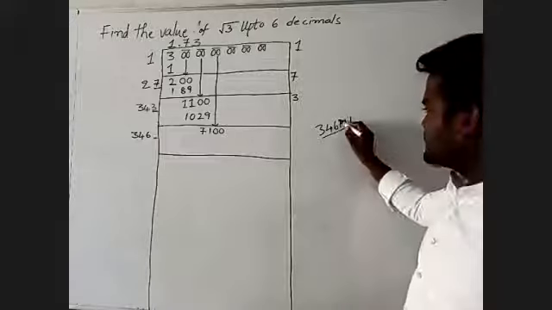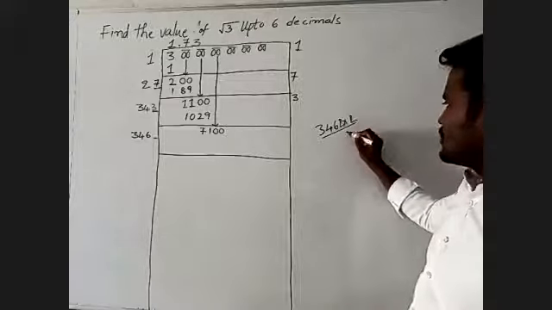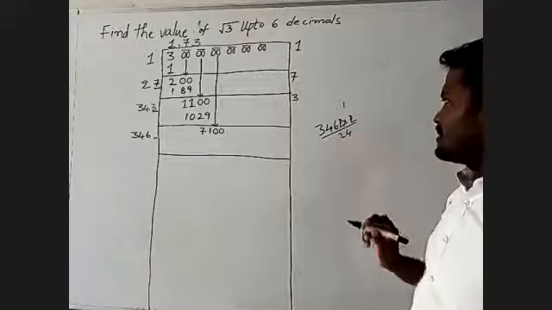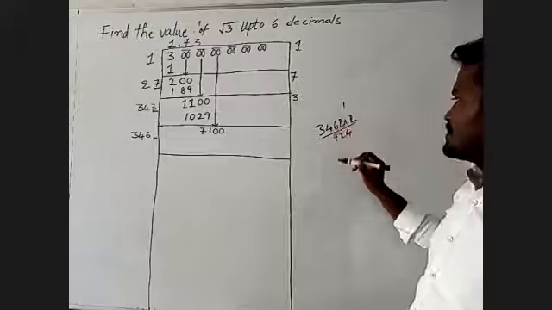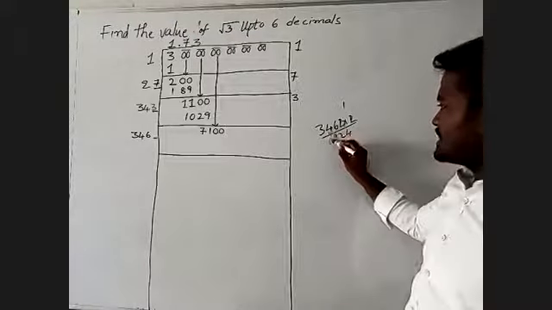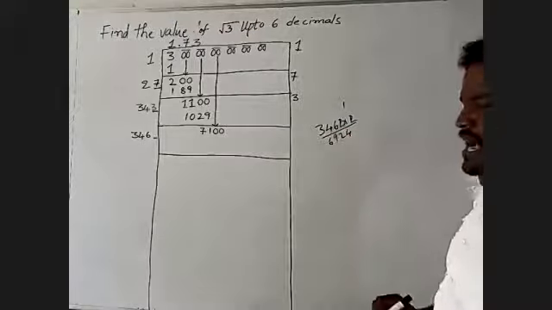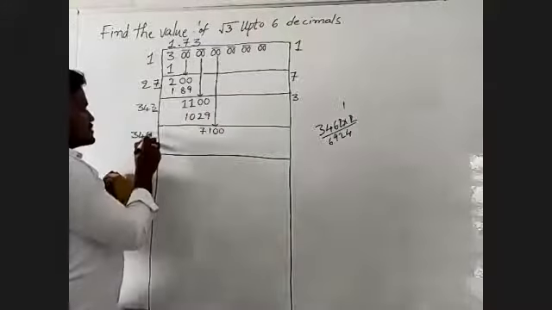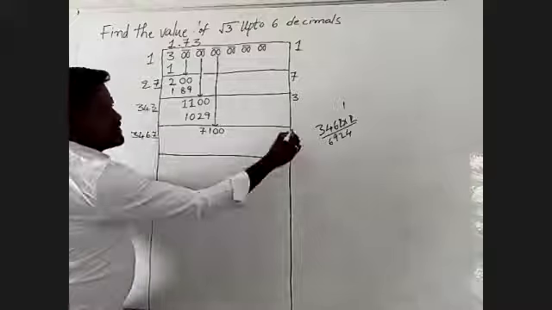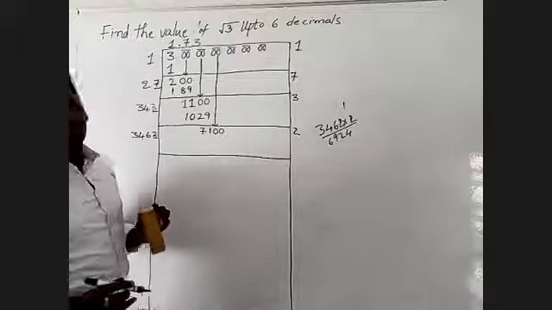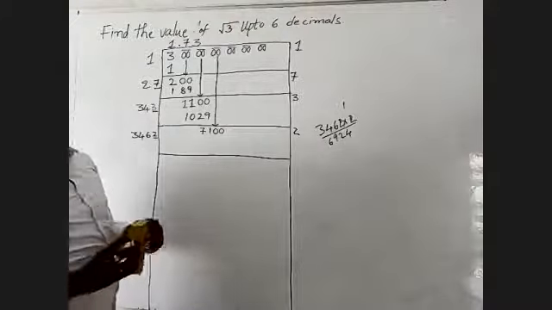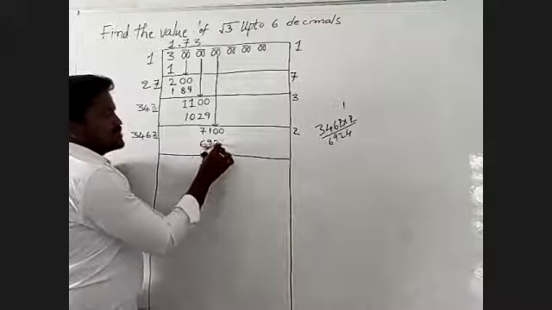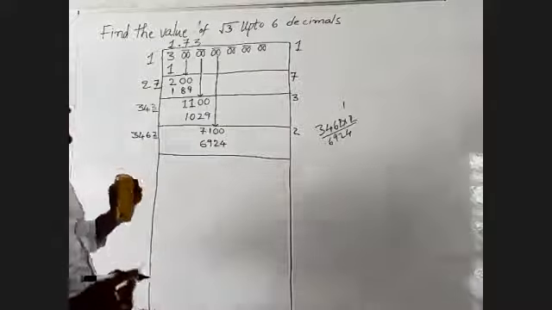I will take 2 in this place. 2 twos 4. 2 sixes 12. 2 fours 8 plus 1 becomes 9. 2 threes 6. When it satisfies, I will take 2 in this place. 3462. Then the entire equation can multiply by 2. Then the given value is 6924. 6924. You will observe in this one.